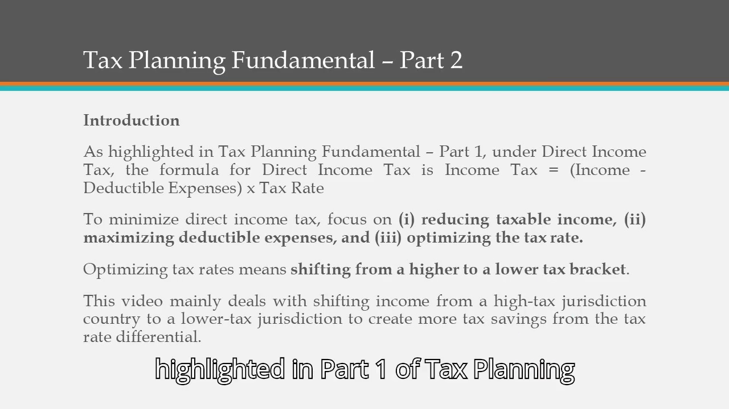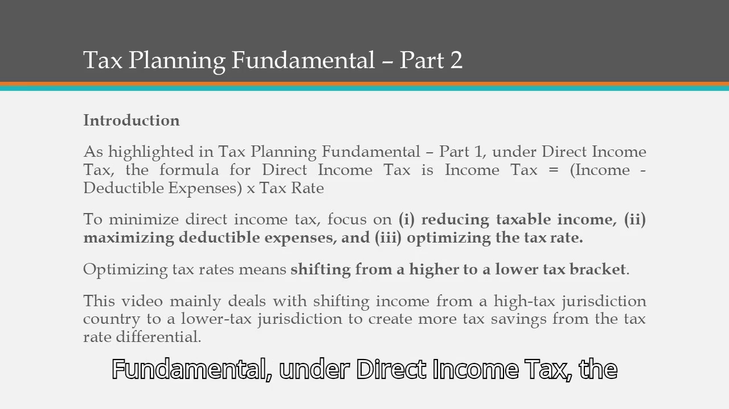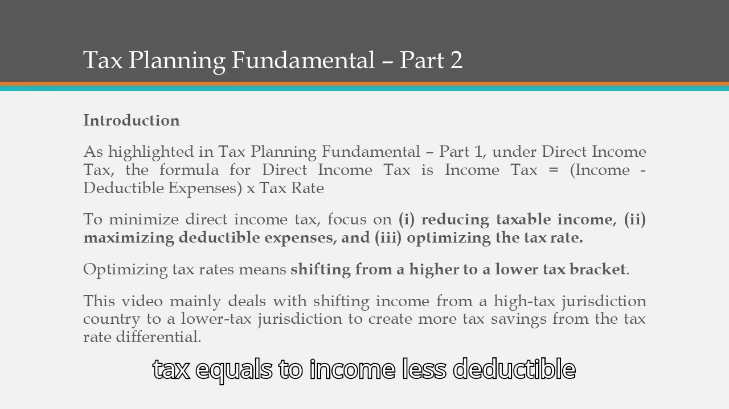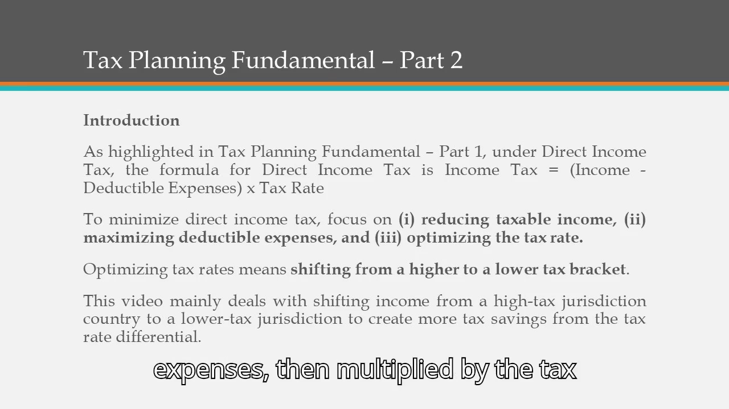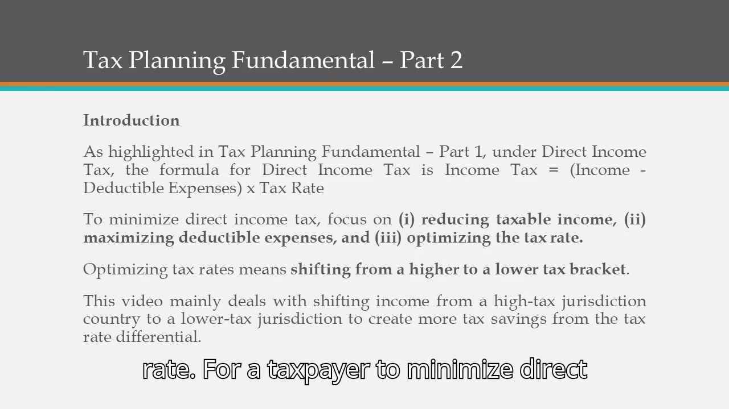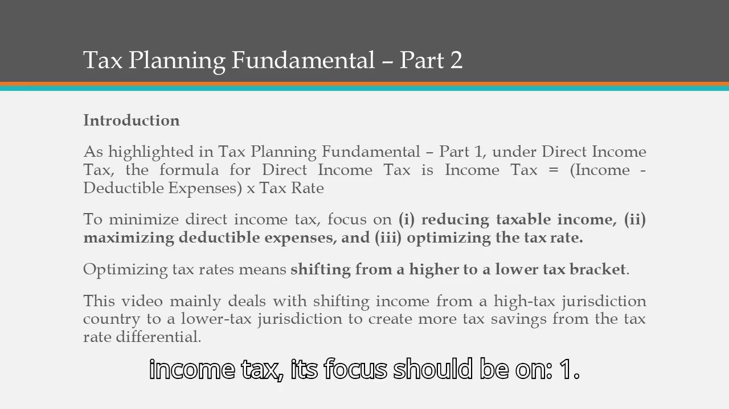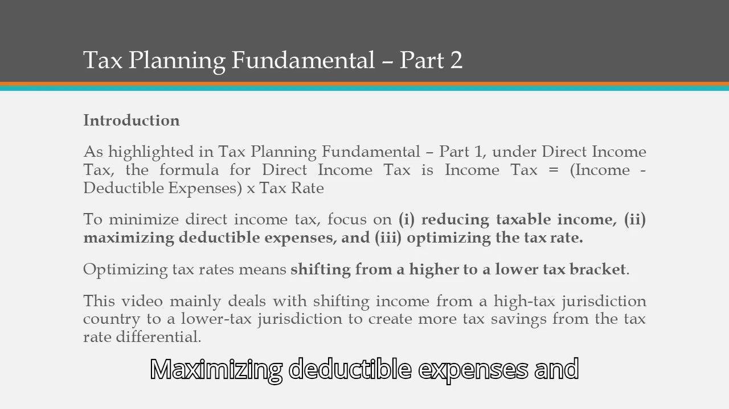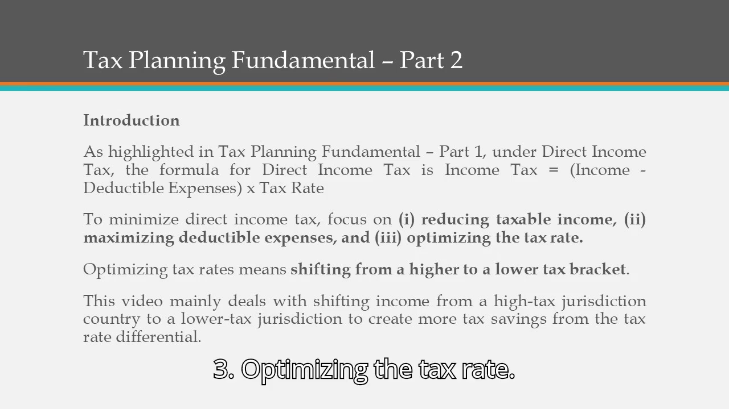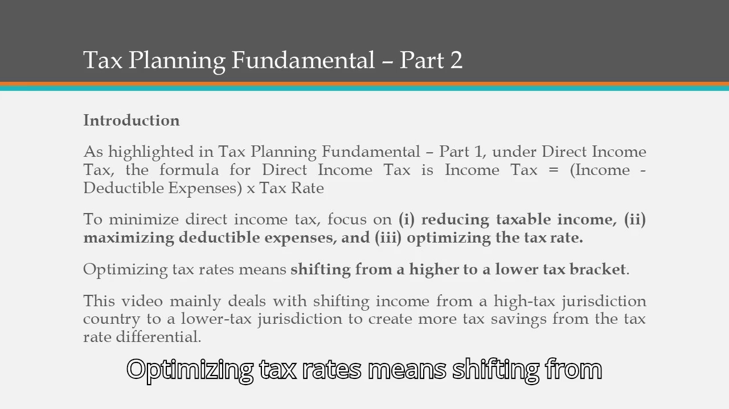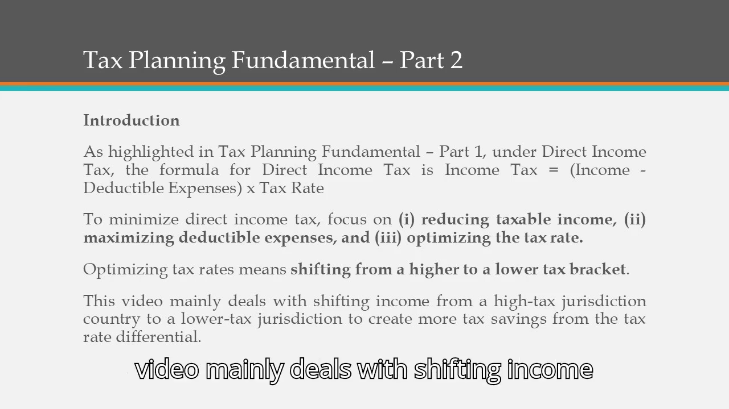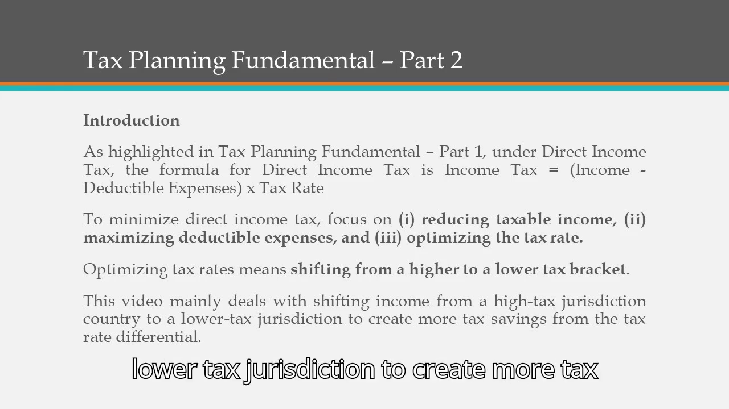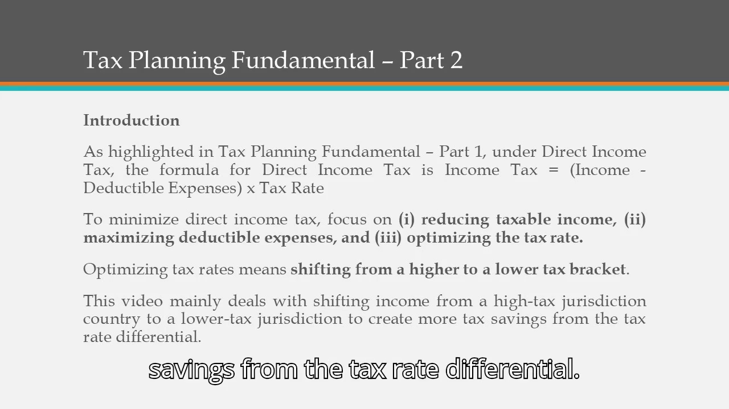Introduction. As highlighted in Part 1 of Tax Planning Fundamental, under direct income tax, the formula for direct income tax is income tax equals income less deductible expenses, then multiplied by the tax rate. For taxpayers to minimize direct income tax, the focus should be on: 1. Reducing taxable income, 2. Maximizing deductible expenses, and 3. Optimizing the tax rate. Optimizing tax rates means shifting from a higher to a lower tax bracket. This video mainly deals with shifting income from a high-tax jurisdiction country to a lower-tax jurisdiction to create more tax savings from the tax rate differential.